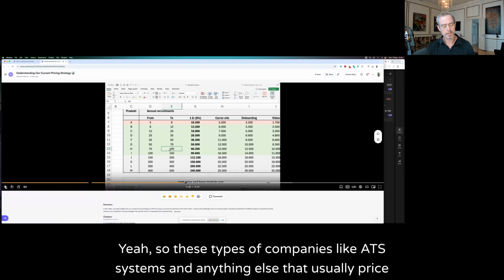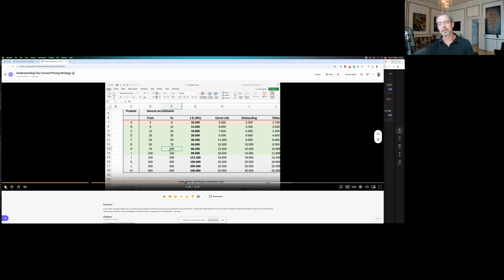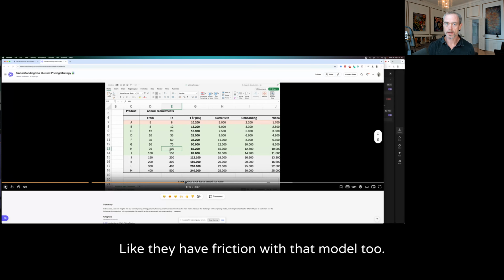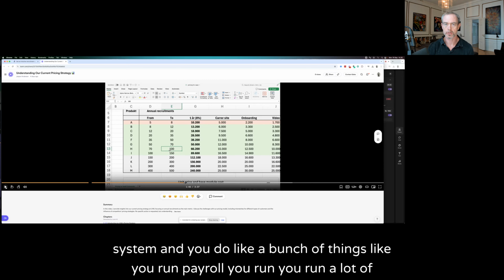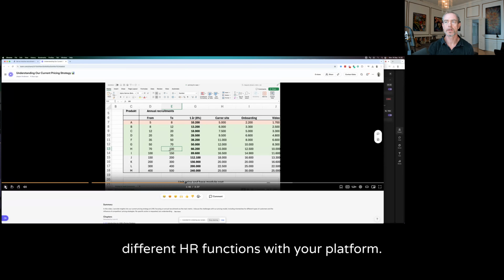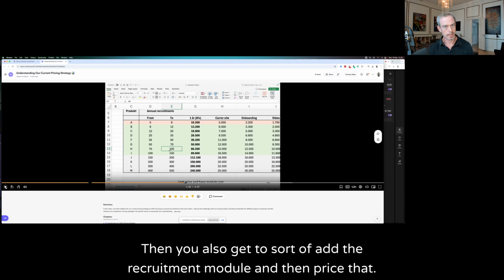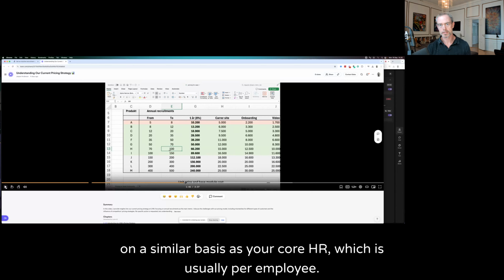Yeah, so these types of companies, like ATS systems and anything else that usually prices per employee, have friction with that model too. Usually it's when you become more of a core HR system and you do a bunch of things, like run payroll and a lot of different HR functions on your platform, that you can add the recruitment module and price it on a similar basis as your core HR, which is usually per employee.